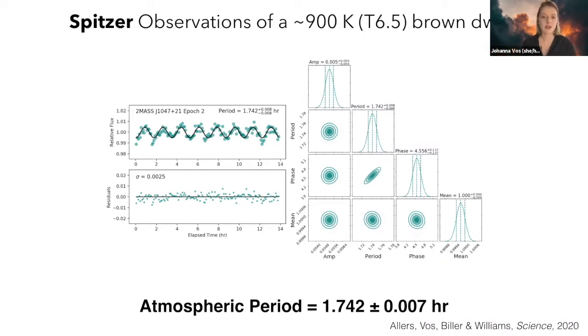upper atmosphere rotation period. We observe this object over two different epochs, one of which I'm showing you here. And in both epochs, we detect very sinusoidal variability with the same amplitude in our target. And then we use two methods to measure the rotation period, one being a periodogram and bootstrap method, and also an MCMC sinusoidal fit to the data, which I'm showing you here. Both methods agree, and we get an infrared period of 1.742 hours.